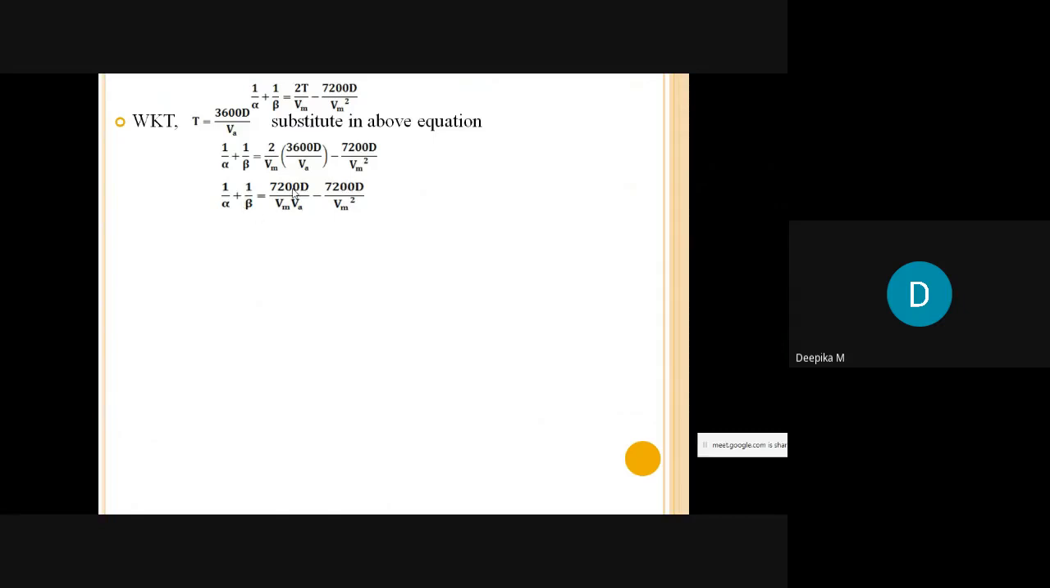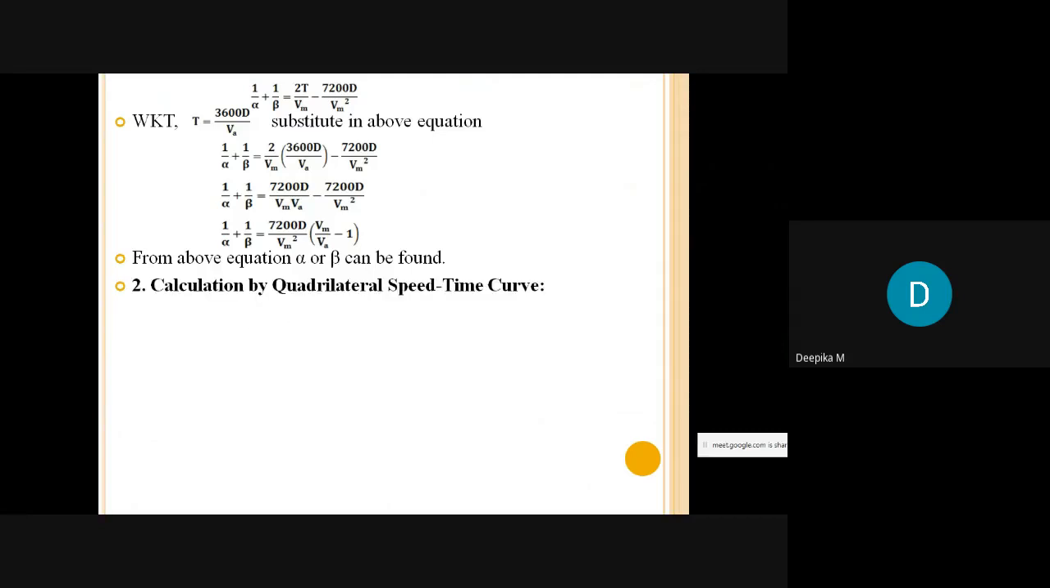Now you can see here 7200 d by Vm is constant. So if Vm square is constant, then I'll get Vm by Va minus 1. Therefore, by using this equation, we can also calculate alpha and beta. So this completes the calculation, that is, if I want to find out the maximum speed and acceleration and retardation, then we can go for this derivation.